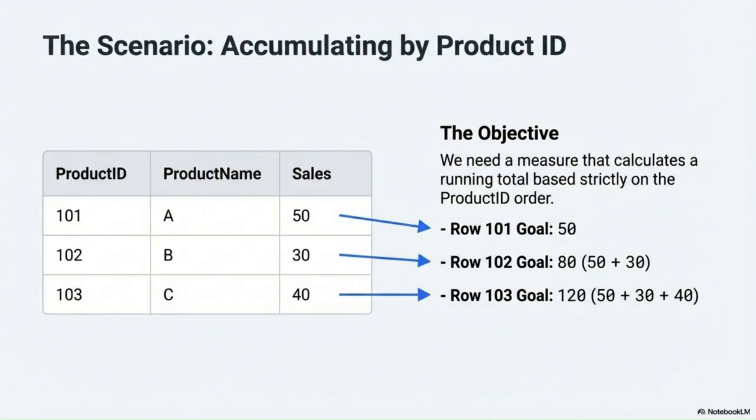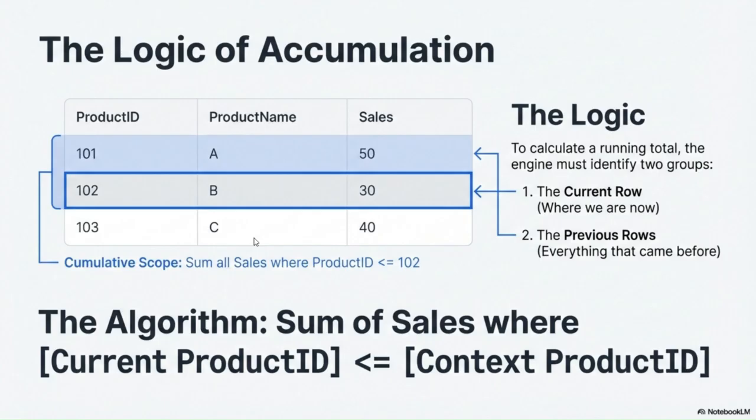Many data sets don't contain proper date fields. You might have product ranking, customer IDs, categories, or custom indexes. In such cases, traditional time intelligence functions won't work. So we need a different strategy based on filter context.